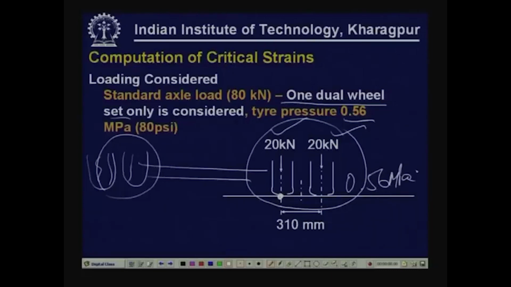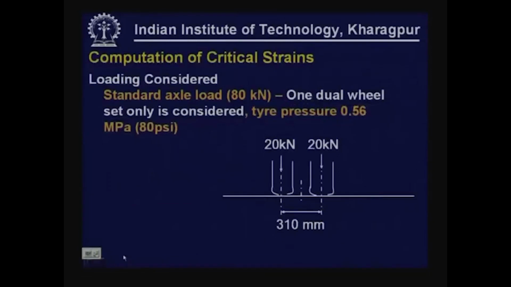and typically it is seen that the center to center distance between these two dual wheel loads will be about 310 millimeters. This is what has been observed in several measurements made on typical commercial vehicles plying in India. So, in this system, for analysis, standard loading is 20 kilonewton on each load, 0.56 MPa tire pressure and center to center spacing of 310 millimeters.